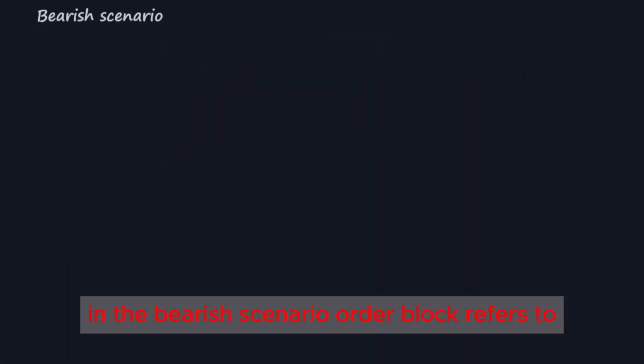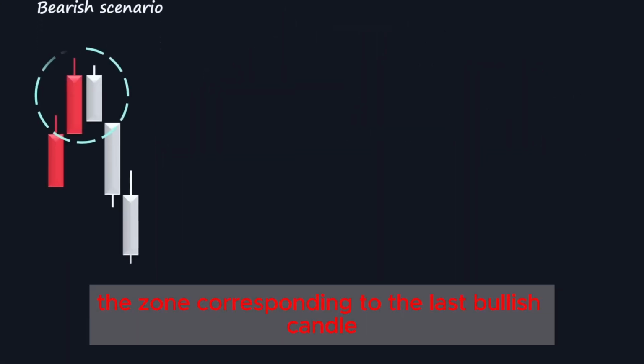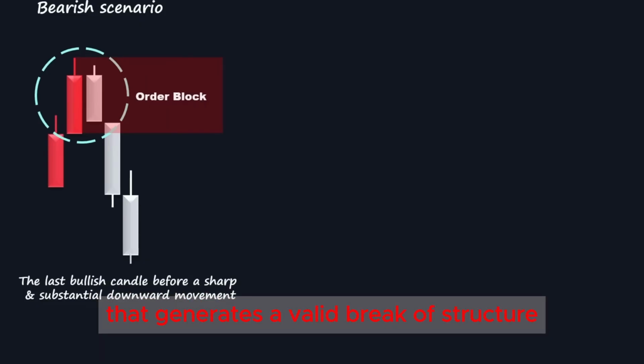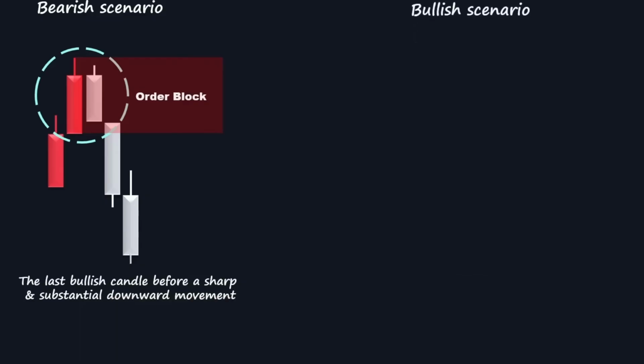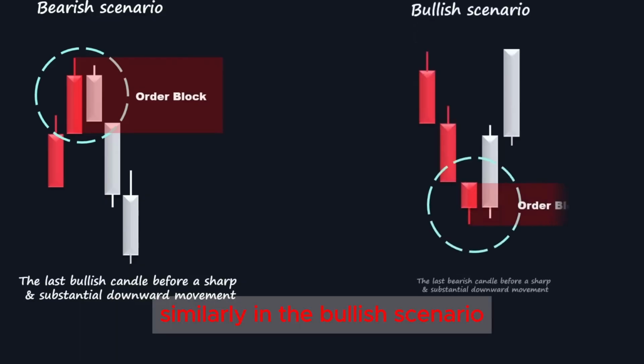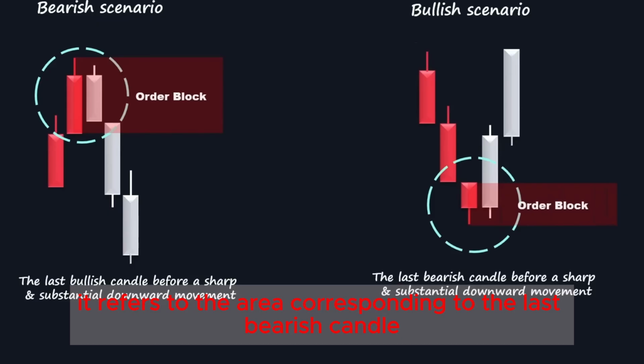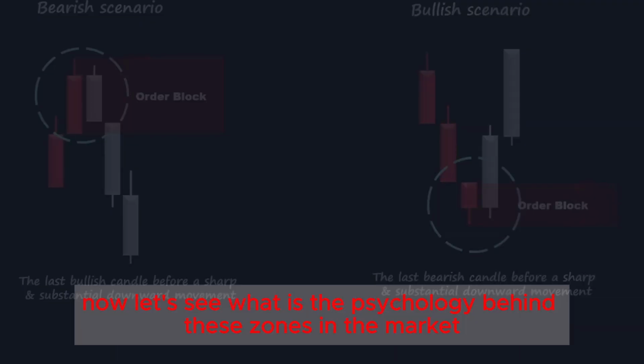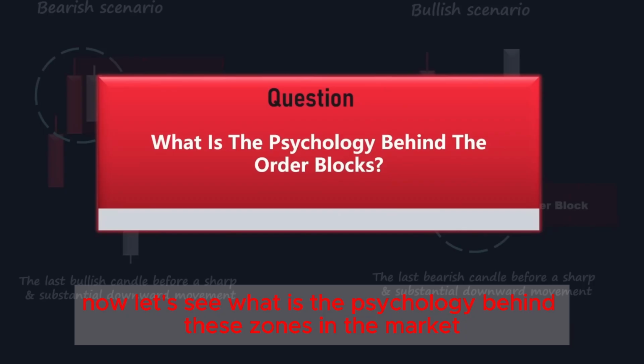In the bearish scenario, order block refers to the zone corresponding to the last bullish candle before a sharp and substantial downward movement that generates a valid break of structure. Similarly, in the bullish scenario, it refers to the area corresponding to the last bearish candle before a sharp and substantial upside movement that forms a valid bullish break of structure. Now let's see what is the psychology behind these zones in the market.